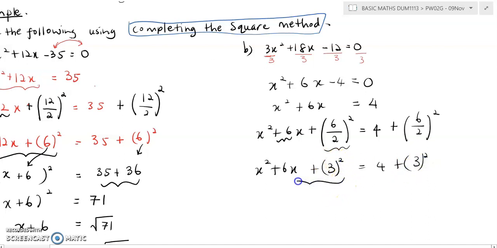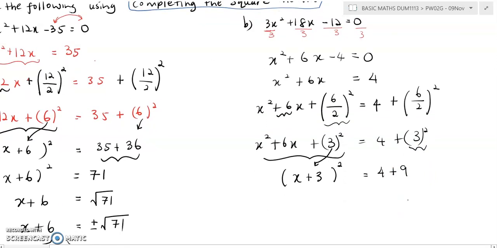Okay, now we must factorize this. So this expression can be factorized into x, and you take the value inside this bracket here. Since this is positive 3, so plus 3 and then square outside the bracket. So equals 4 plus, this one you can simplify into 9. So now we have completed the square. The next step is just to solve this equation. So x plus 3 squared equals 13.